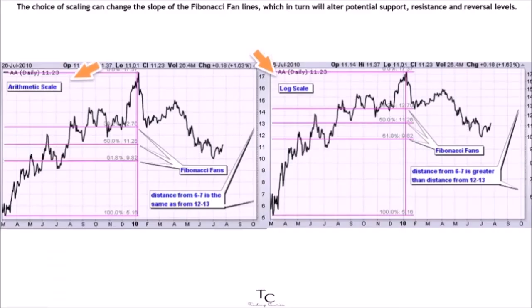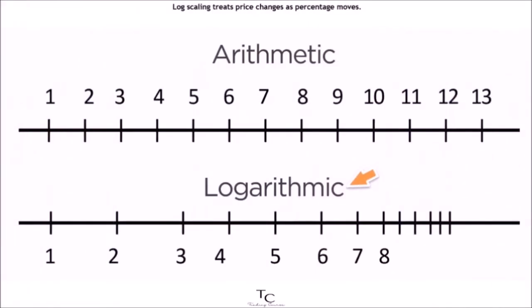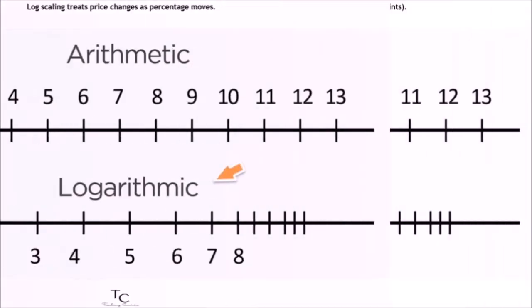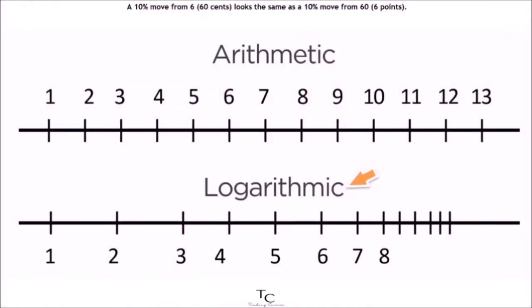The choice of scaling can change the slope of the Fibonacci fan lines, which in turn will alter potential support, resistance and reversal levels. Log scaling treats price changes as percentage moves. A 10% move from 6, which is 60 cents, looks the same as a 10% move from 60, which is 6 points. By contrast, arithmetic scaling focuses on the absolute change.